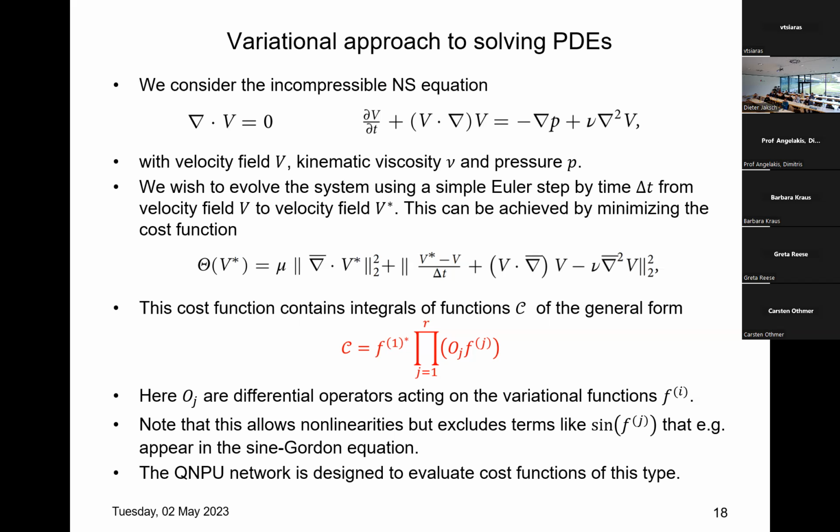And what we do there is basically we say that if you take this set of equations, you can define a step in time delta t to go from a velocity field v to a velocity field v star by minimizing this type of cost function here. So if v is our known velocity field at time t, and v star is the new velocity field at the later time, then if we find a v star that minimizes this, the new solution fulfills this equation again, but at a later time step delta t later.